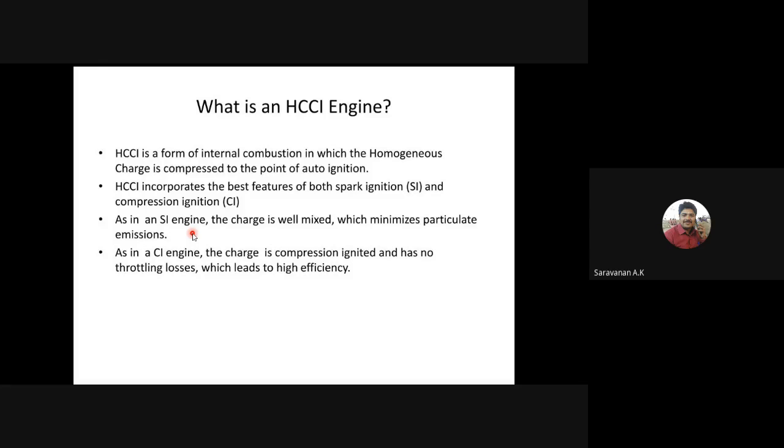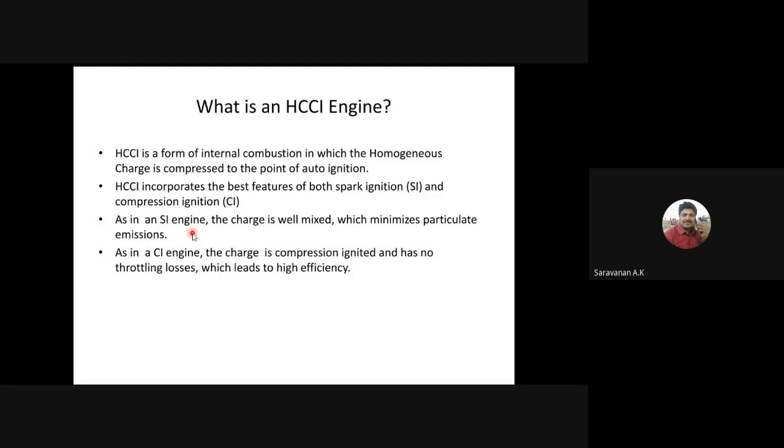So in the SI engines we have to control the air-fuel ratio, and we have to use the three-way catalytic converter. They are very clean power producing machines, but their efficiency is limited because of the throttling, knocking and the lean flammability limit. And now the conventional CI engines.